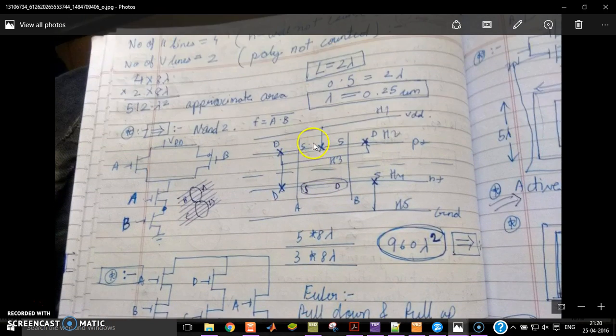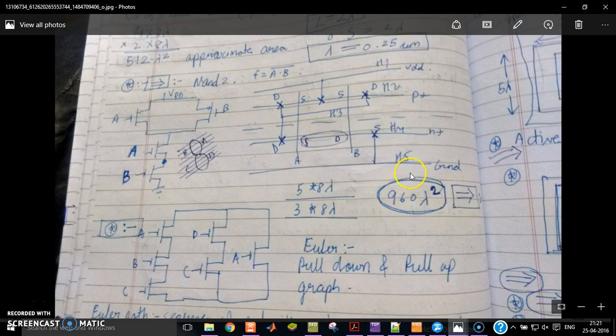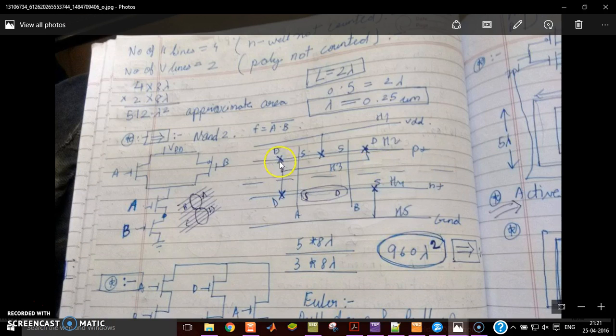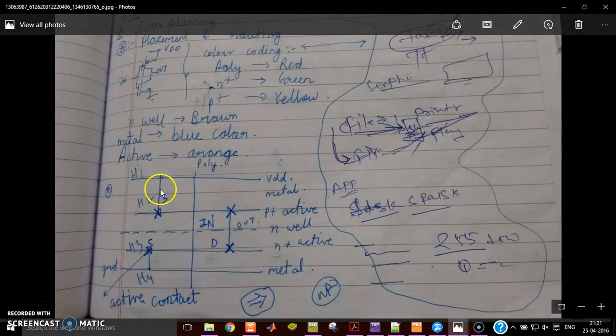So for whatever NAND gate we have considered over here, the number of horizontal lines are 1, 2, 3, 4 and 5. So 5 into 8 lambda, and the number of vertical lines are 1, 2, this one, and 3, then this one. So 3 into 8 lambda, which is the approximate area, comes out to be 960 lambda square. Whatever this line is considered, let's say for the inverter, I will consider this line to be the single one. So you need not count this like 1, 2 and 3. You will count this like 1 and 2.